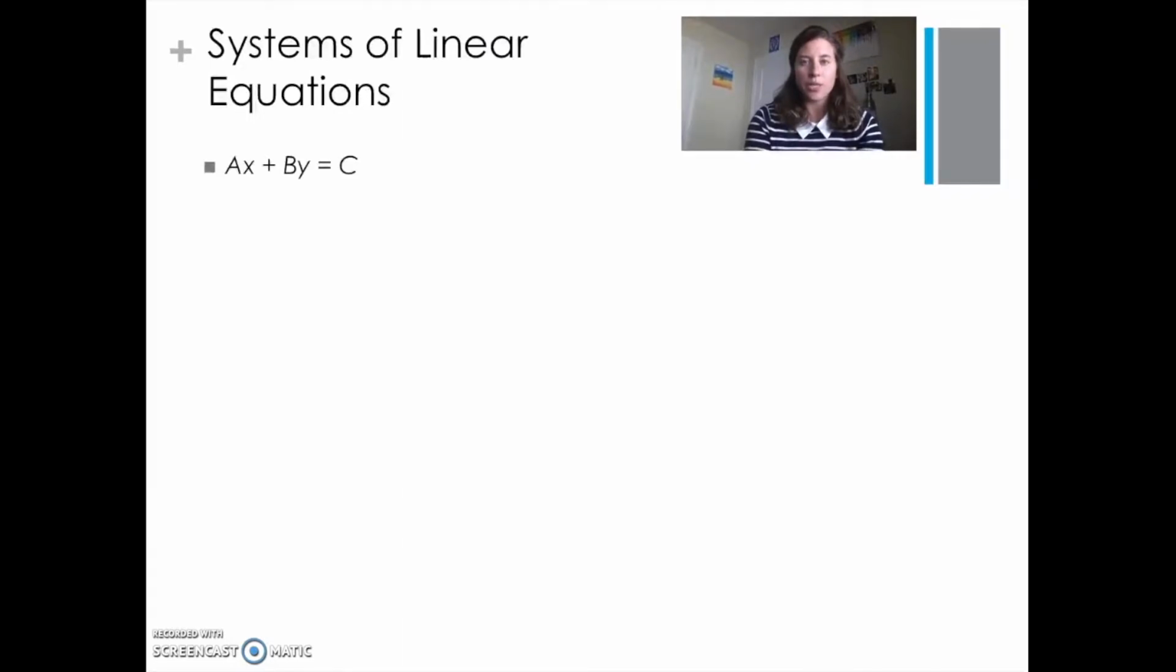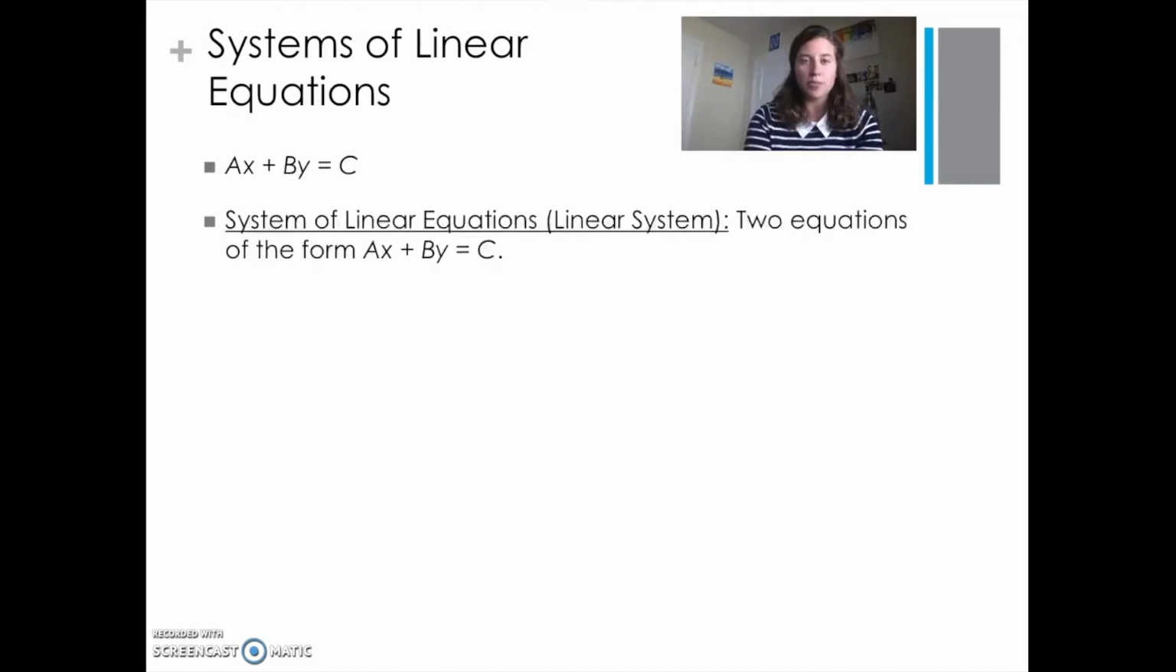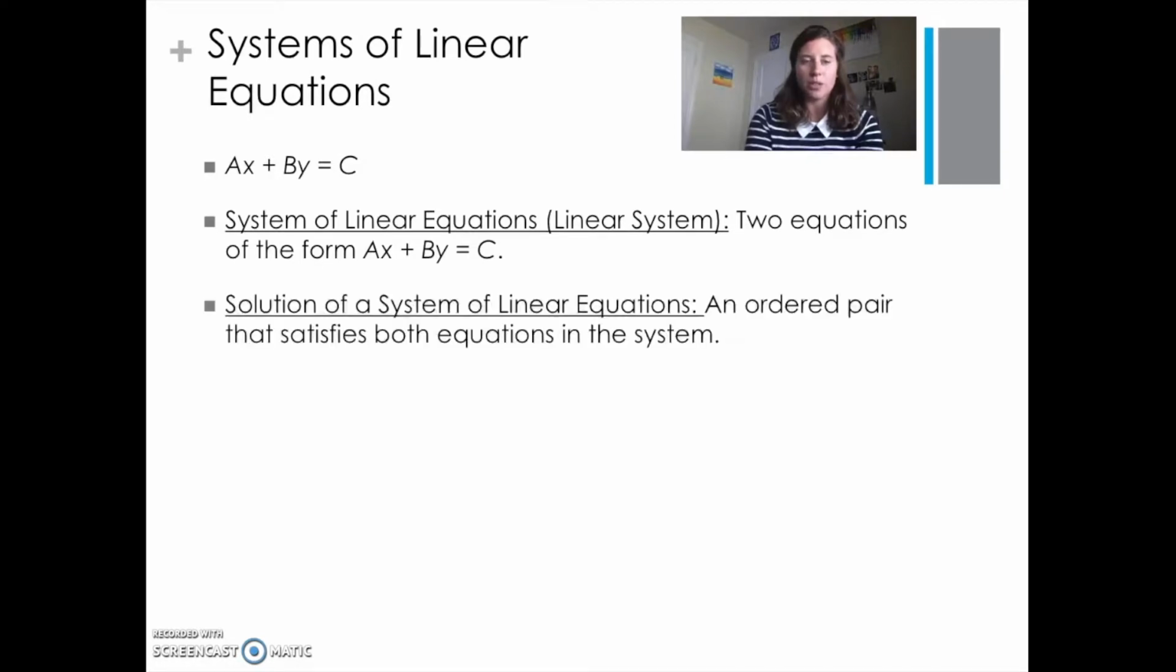We have been working with equations of the form ax plus by equals c. A system of linear equations, or a linear system, is two equations of the form ax plus by equals c. A solution of a system of linear equations is an ordered pair that satisfies both equations in the system.